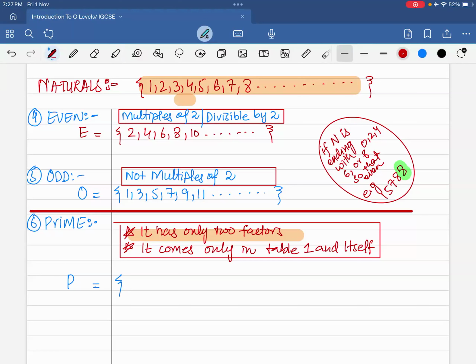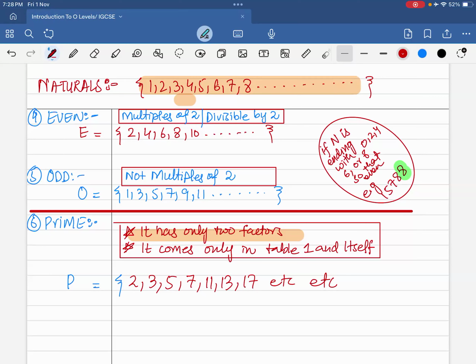So let me write 2, because 2 has only two factors and comes only in table 2. 3, 5, 7. 8 comes in table 1, table 2, table 4, table 8. 8 is not prime. 9 is not prime. 10 is not prime. 11 is a prime number. 12 is not prime. 13 is a prime number. 14 is not prime. 15 is not prime. 16 is not prime. 17 is a prime number, etc. Understood, everybody, or not? Yes, sir.